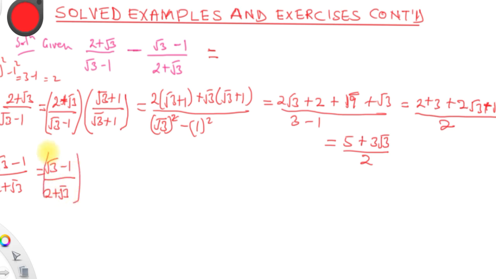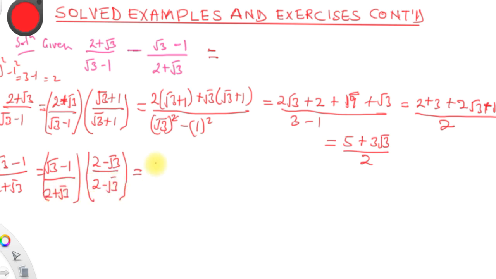Have you seen? Then we multiply it by the conjugate and divide by the same conjugate, which is 2 minus square root of 3 all over 2 minus square root of 3. This is the conjugate, okay? So this is equal to what? Then multiply the numerators together and the denominators together.